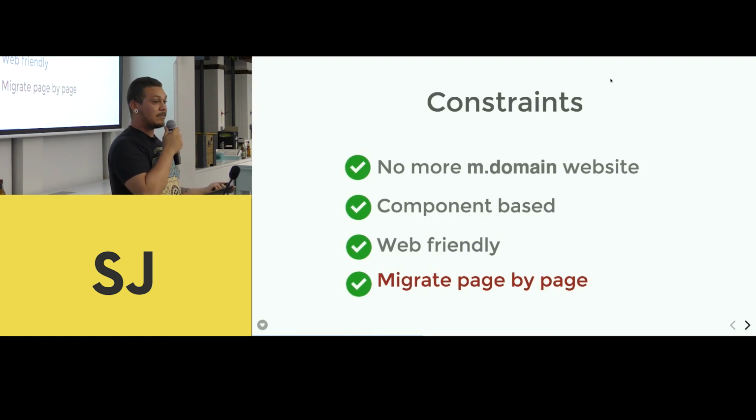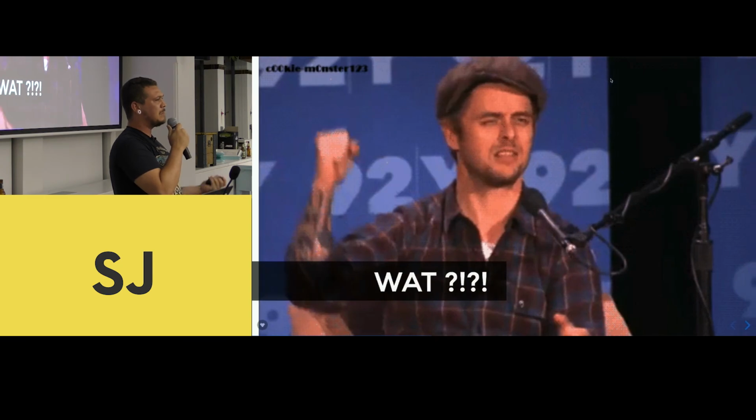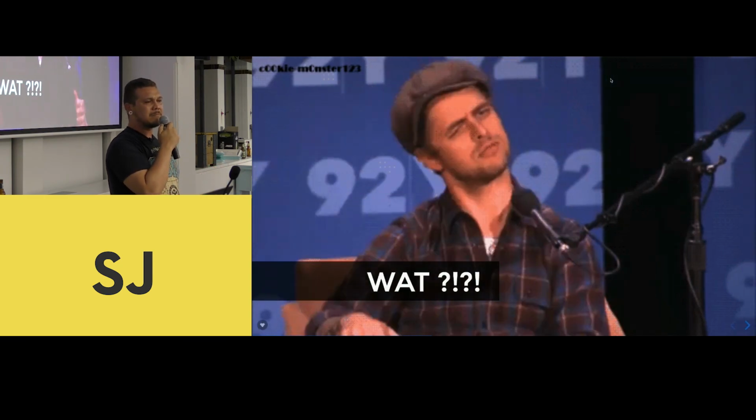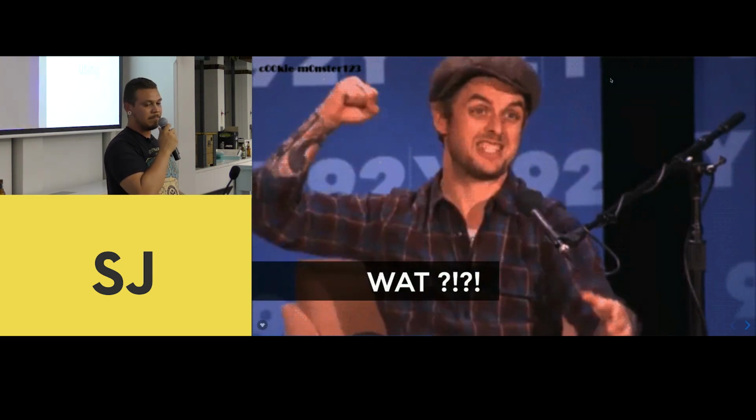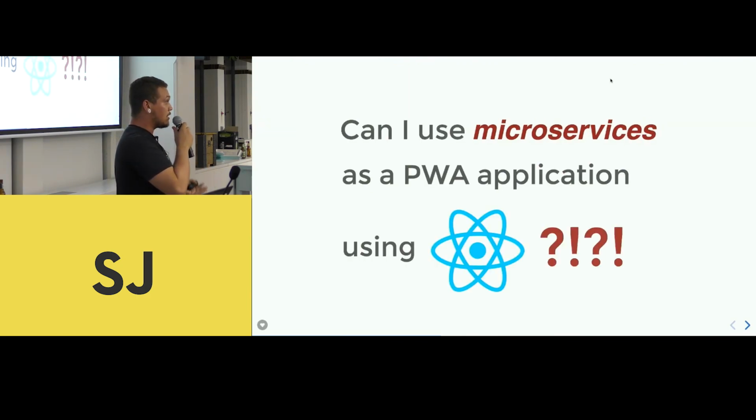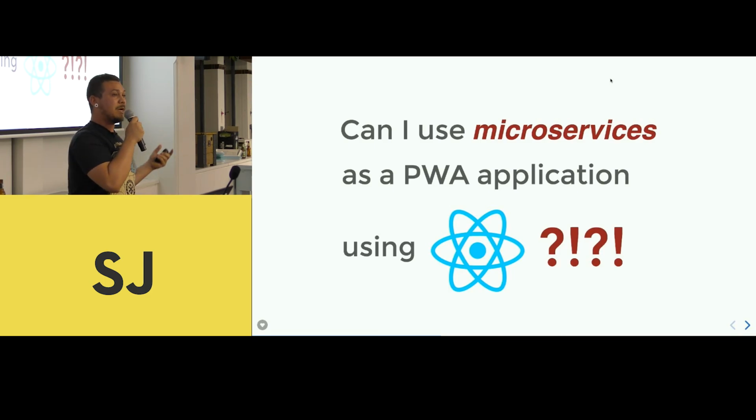And migrate, we need to migrate that. But we need to migrate page by page. We're talking about a monolith. How can you migrate that? I just thought that the only way to do it is a big bang. So what are you talking about? It's not like that. And another question, if you think that that's the only way, can I use a microservice?